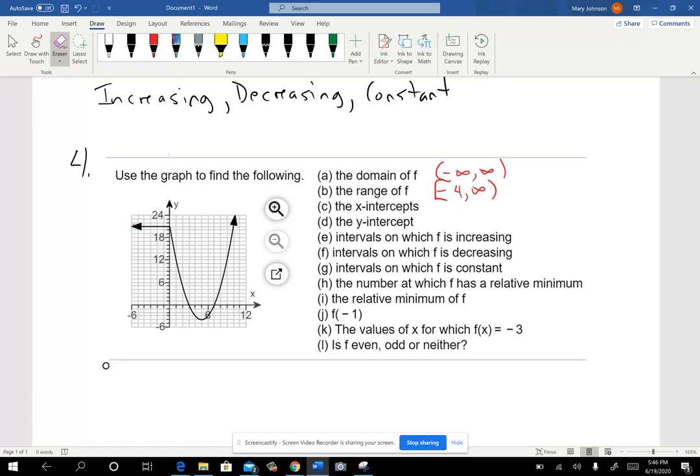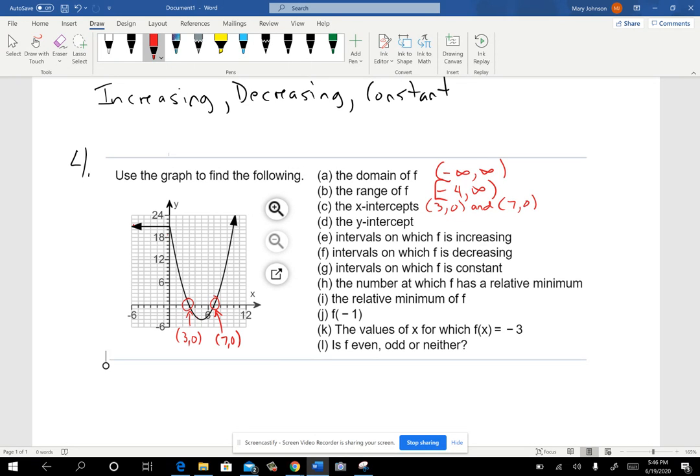All right, now for x-intercepts, well, that's where it crosses the x-axis. So you're looking for where it crosses the x-axis. And I can see that it crosses here at the point (3, 0) and over here at the point (7, 0). Now, even though it's usually okay to just say the x-intercepts are 3 and 7, sometimes they specify that they want it written as an ordered pair. So I'm going to take time to do that, okay?